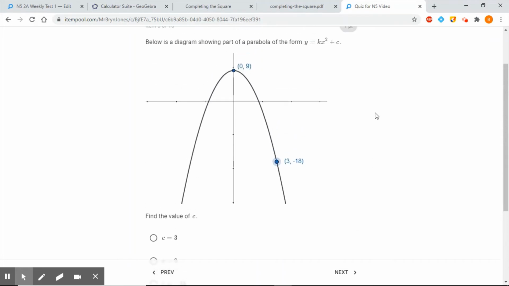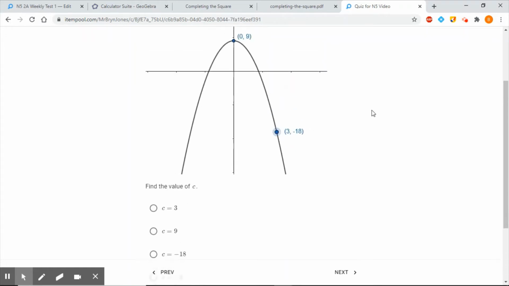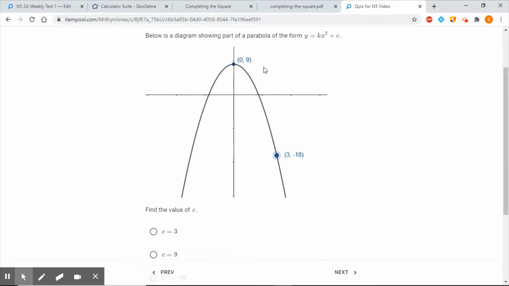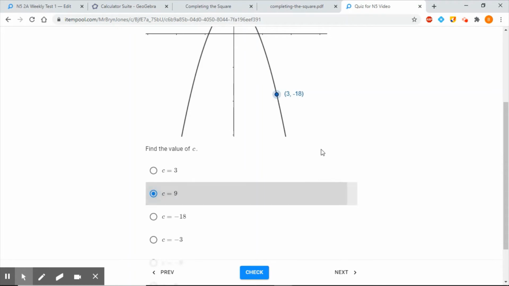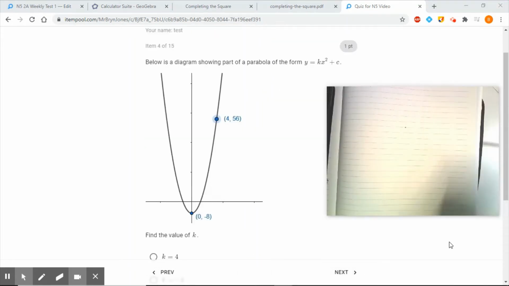So the first thing you notice is that it crosses the y-axis in a positive place. It's above 0. So it's certainly not going to be 0 or any of these negative numbers. And in fact, it crosses the y-axis here at the point y equals 9. So c equals 9. Check that that's correct.